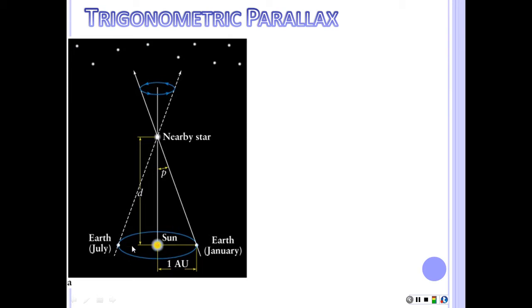And so we're using the baseline of the Earth's distance from the Sun to measure the distance to stars using trigonometry. So here I've got the difference in position in the sky of a nearby star compared to the background stars moves by an angle of 2p from seeing it in January to seeing it in July. And so it's moved by an angle of 2p, and that means that the angle p, the tan of it, gives us the distance where this opposite side is 1 AU.